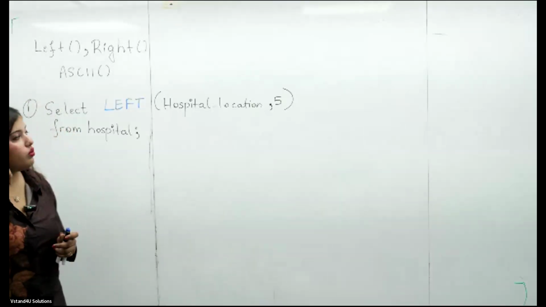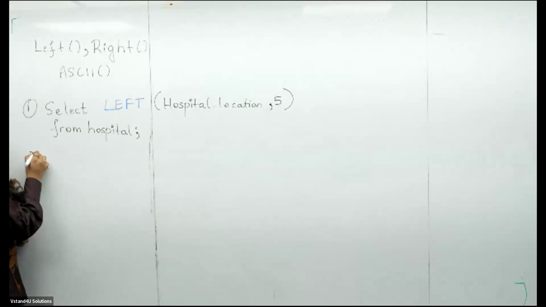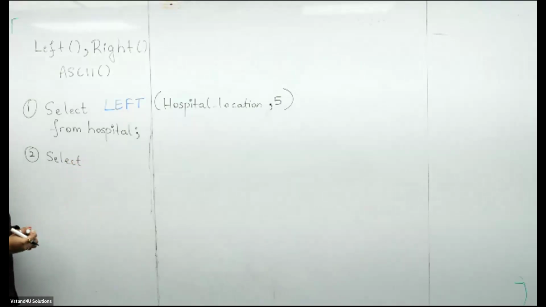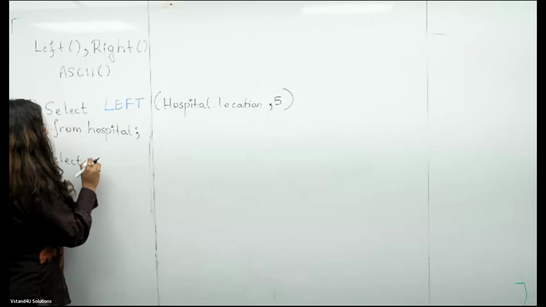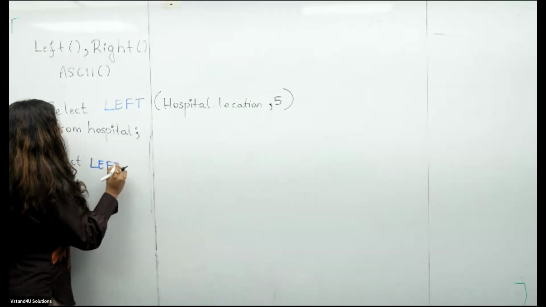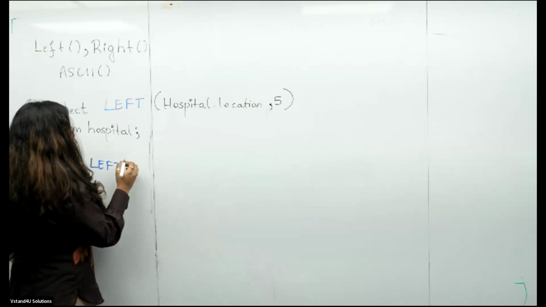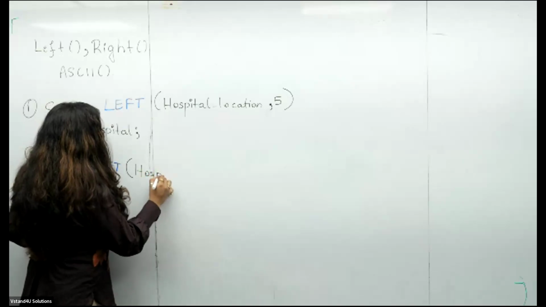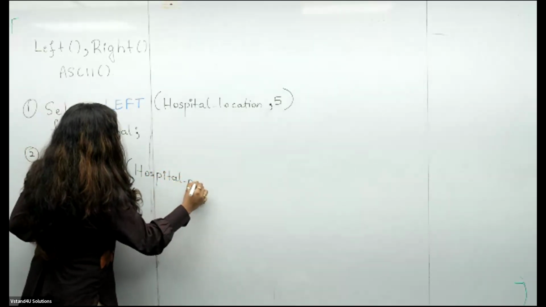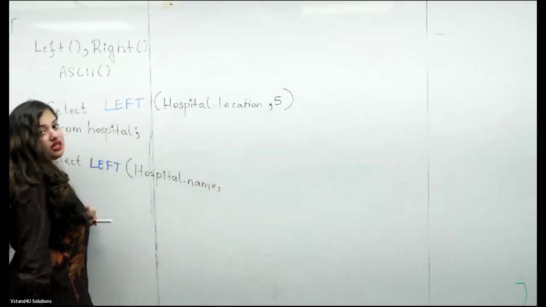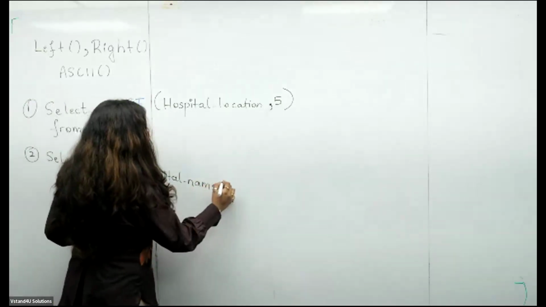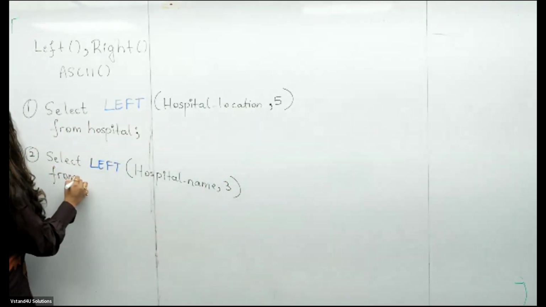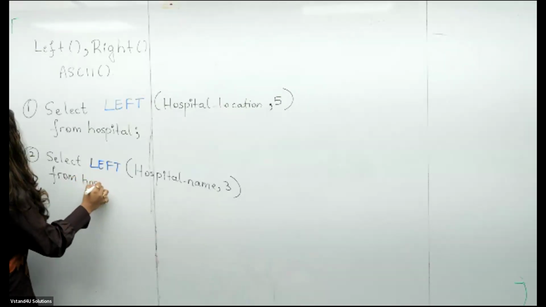Left side? Yes. How will you write the query for that one? You have to select. Should I use the left function or right function? Why left function? Because they are saying first 3 characters. So what do I have to extract? The hospital name. How many characters are they telling you to extract? 3 characters. From which table?